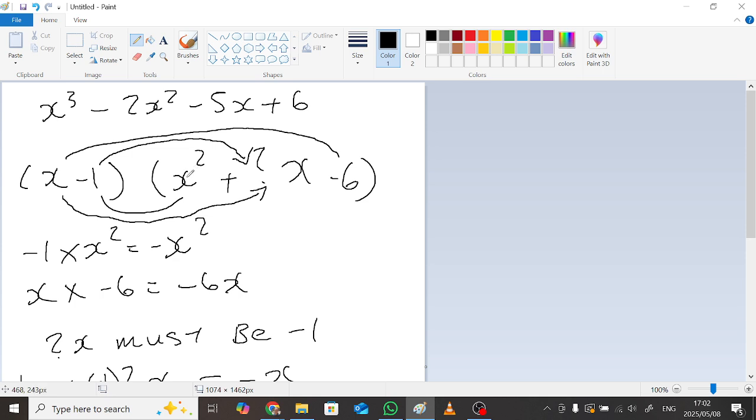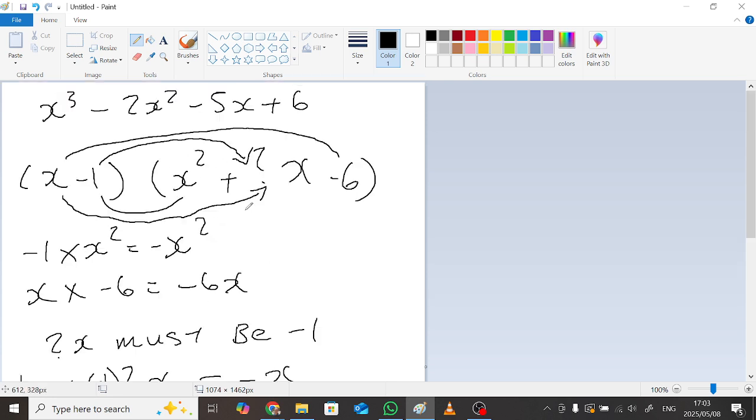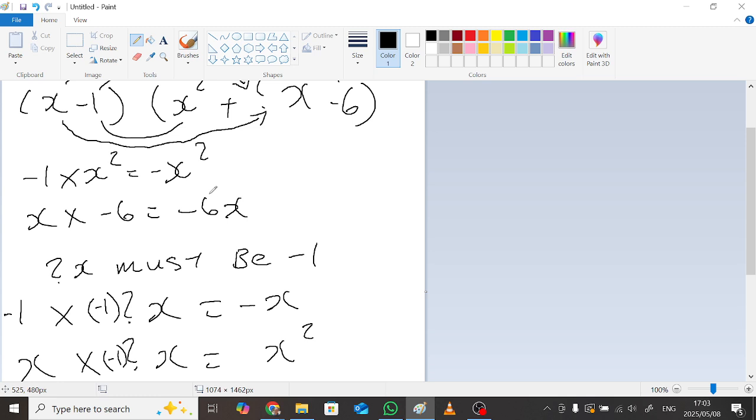We only have the first two so far. So I'm multiplying this by this and that by the last one as well. So then we get -x squared, -6x. Now we need to find out what this middle term is. So we can try out different numbers. So we check if we make this -1.